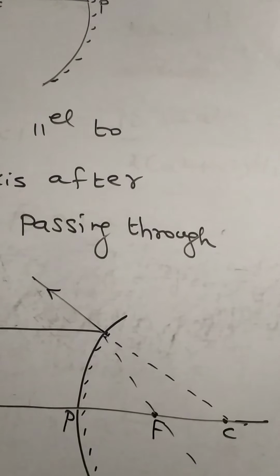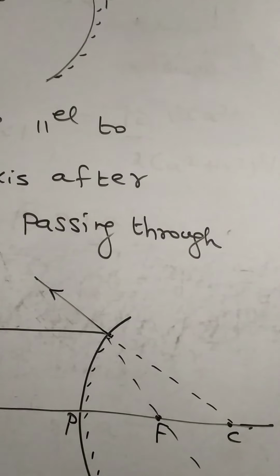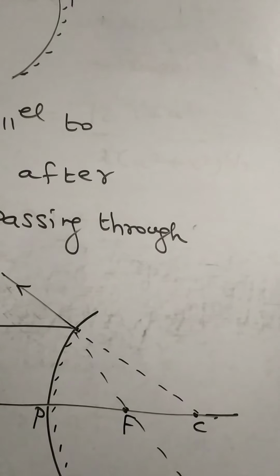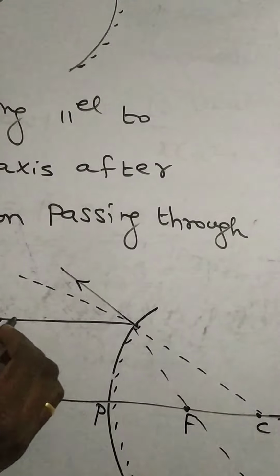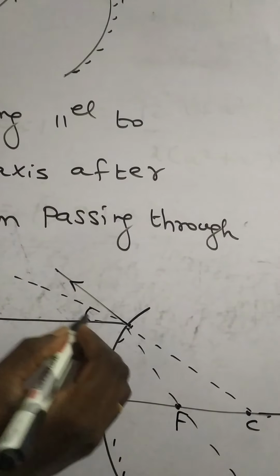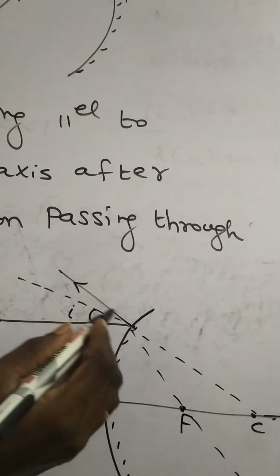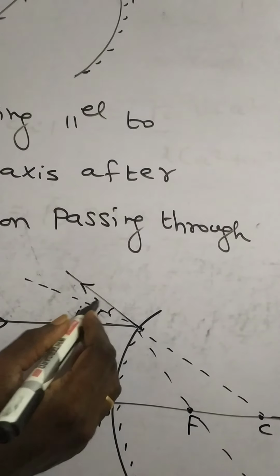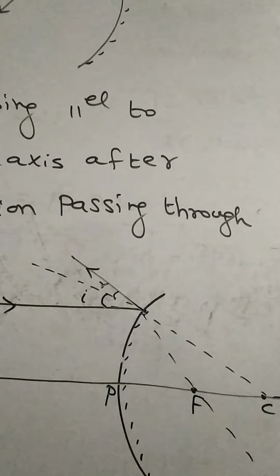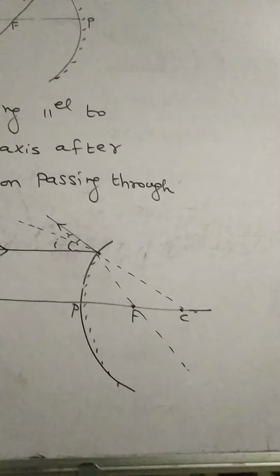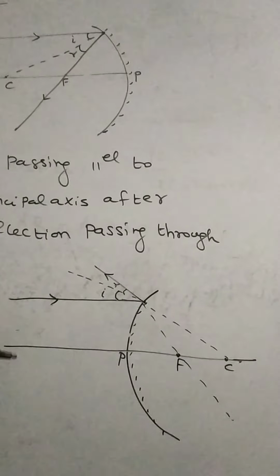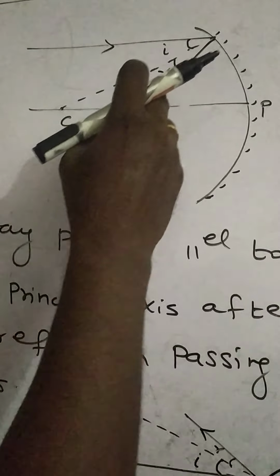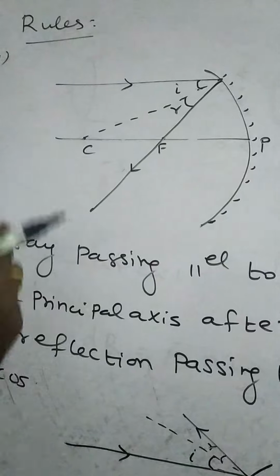Then we draw the normal line towards the center of curvature. The angle between the incident ray and the normal line is i. The angle between the reflected ray and the normal line is r. So in both mirrors, a ray passing parallel to the principal axis, after the reflection, passes through the focus. Then the reverse: a ray passing through the focus, after the reflection, passes parallel to the principal axis.